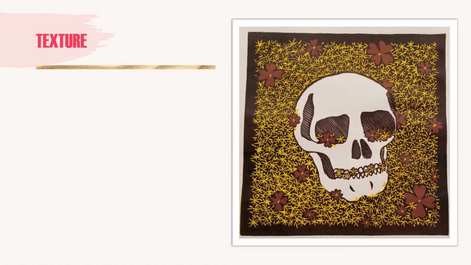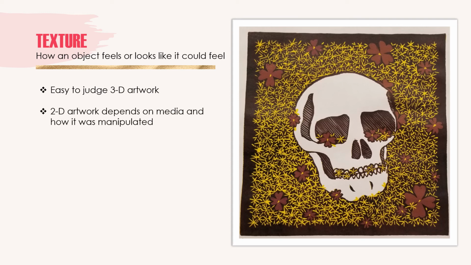Texture deals with how an object feels or looks like it could feel. Most sculptures or 3D art automatically have texture even if it's smooth. Texture can be implied in 2D art through certain manipulations. For example, one might draw a tree with texture to make it look more realistic. Here, I made a linoleum print with texture. You can almost feel the flowers popping off the piece, or the coarseness of the skull from the shadows within it.